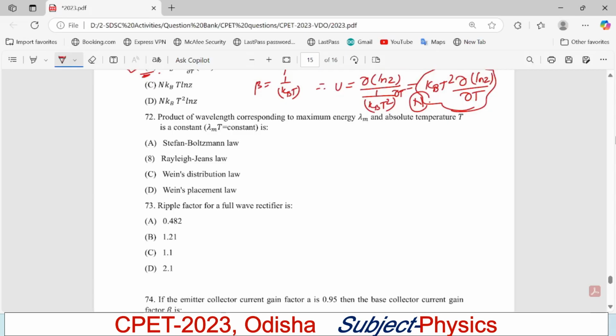So this is the Wien's displacement law. Here a printing mistake is there. This should be displacement. In the question paper itself, it is written like this: Wien's placement law. No, Wien's displacement law. So this is the correct answer. Option D is the correct answer.